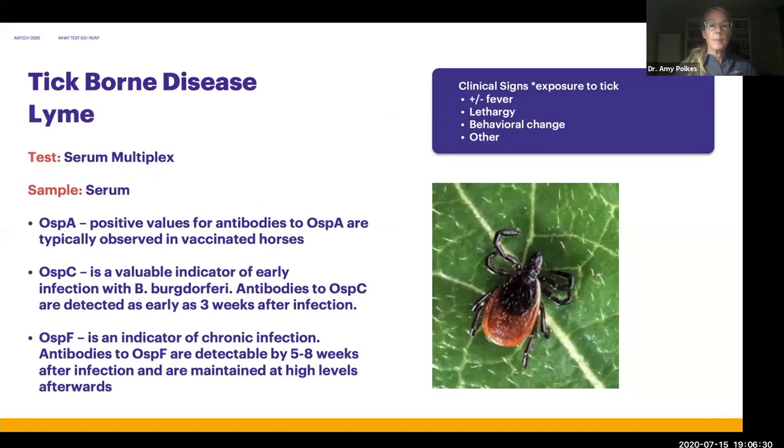The serum multiplex, which is run at Cornell, is a great test. That's really the one that we recommend using at this point in time. This is their interpretation with the OSP-A, OSP-C, and OSP-F. And so again, these are going to be all the same kinds of clinical signs. If you're going to look for Lyme, that's the test that I would recommend.